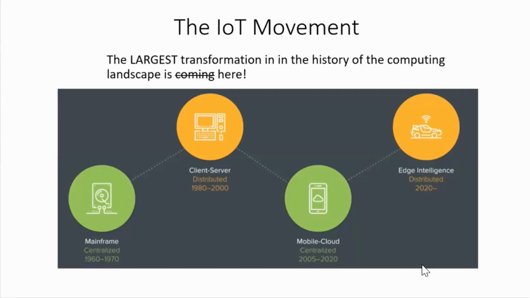Does everyone understand what we mean by edge? Okay, no? Great, we're going to talk about it here. Next slide. So edge intelligence, essentially, we're moving back away from the cloud to more distributed intelligence, which means decision making and processing power. Okay. And this is really huge.